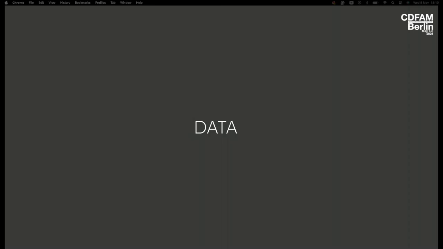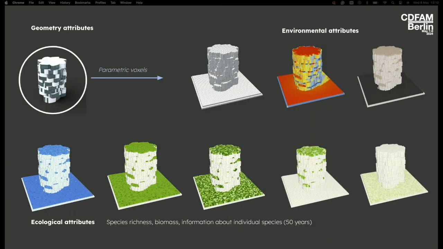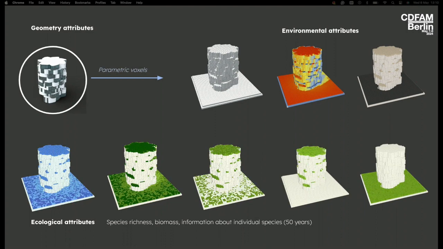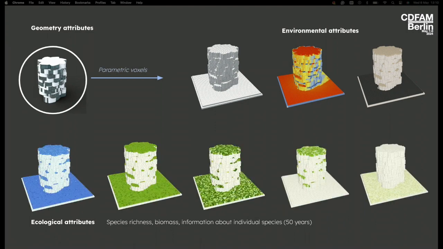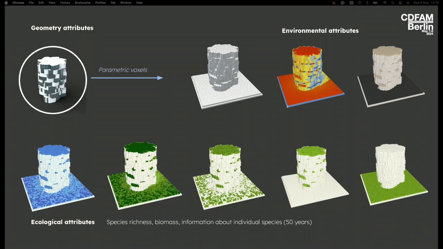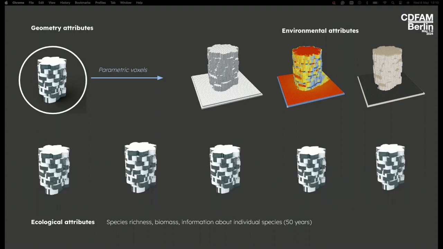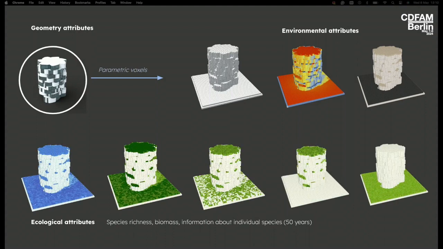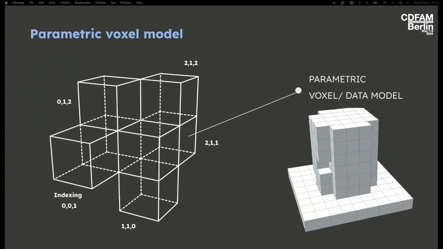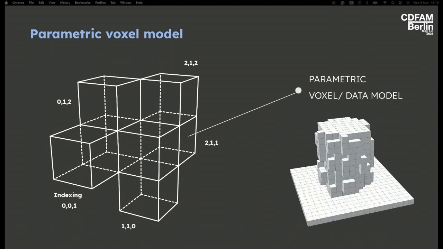So let's speak data. Behind each color-coded voxel cell, there is a numerical value, and numerical values associated with architecture, the environment, and with ecology. So how do we organize the data in a meaningful way? The answer is that we use the parametric voxel model.